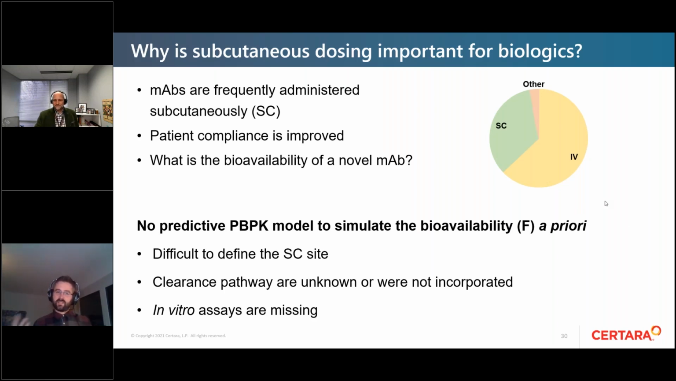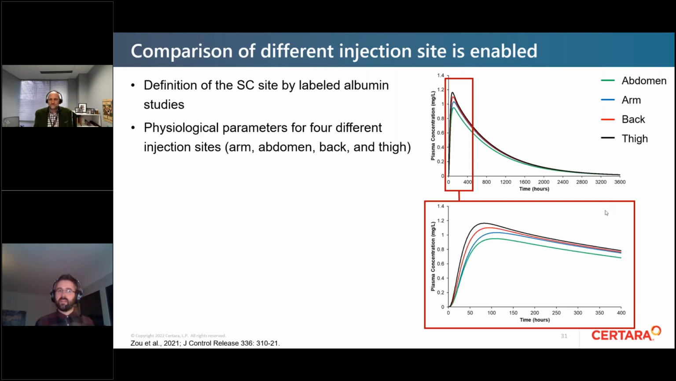So on the next slide, we see how we handle the definition of a subcutaneous injection site. What we have done is to use labeled albumin studies where they measure the travel distance from injection until the albumin gets deeper into the tissue. And this is what we've used to define the SC site. We've incorporated 4 different sites of the body: arm, abdomen, back, and thigh, to allow you to predict the bioavailability differences for the different sites.